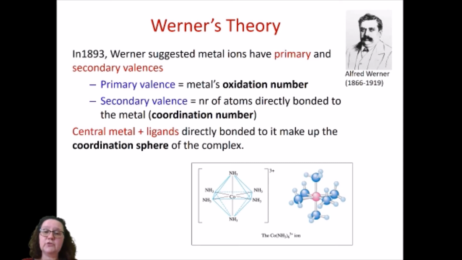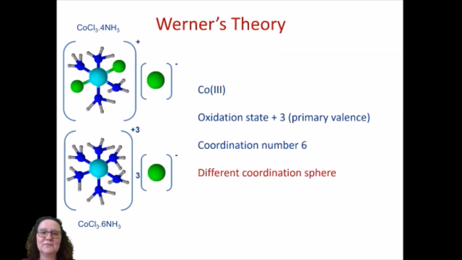So the primary valence would be 3, the oxidation state, and the secondary valence for this case would be 6, the number of ammonia molecules, the number of atoms directly bonded to that cobalt metal ion. Werner's theory could explain why compounds that allegedly had the same formulation or a very similar one, and had the same components, could have such different properties like color or the number and type of anions that were liberated in solution when you dissolve those compounds.